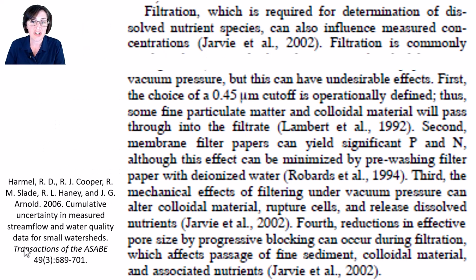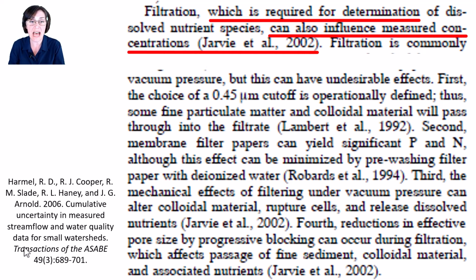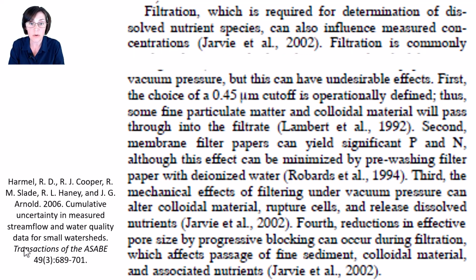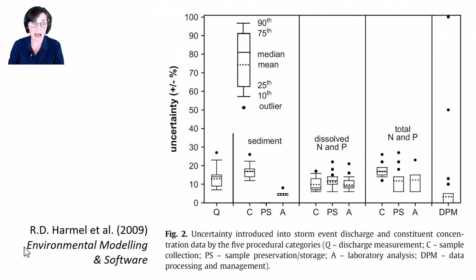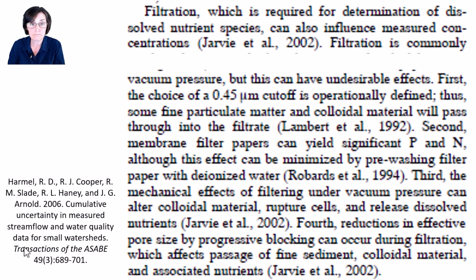One last note about filtration. This process is required for determination of dissolved nutrients in water, but the process itself can change the sample. How frustrating is that? For example, the mechanical effects of filtering under a vacuum can rupture cells, which can release dissolved nutrients into water. So thinking back to the data uncertainty lesson in the last module, the process of filtering, which is absolutely necessary if you want to analyze for dissolved nutrients, does introduce uncertainty. And one last note about filtering, we have always used a 45 micron filter to filter water samples, and this is pretty standard for drainage research labs.